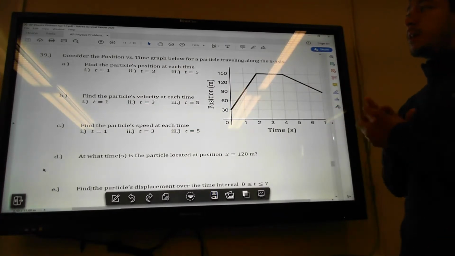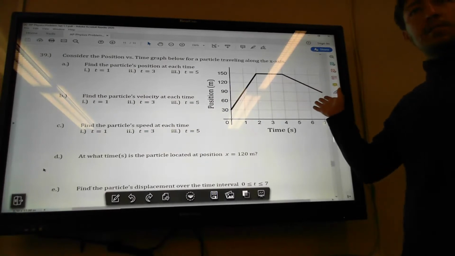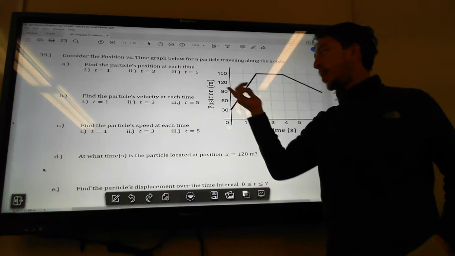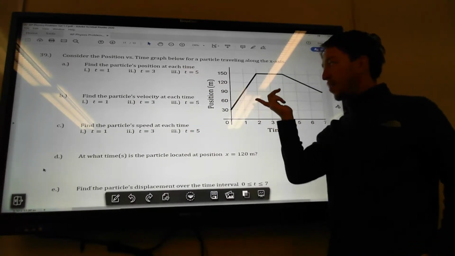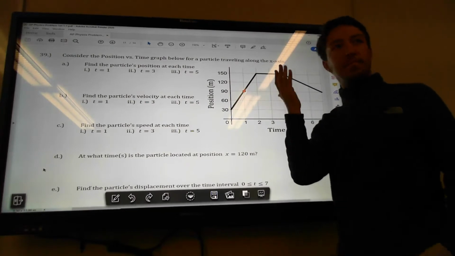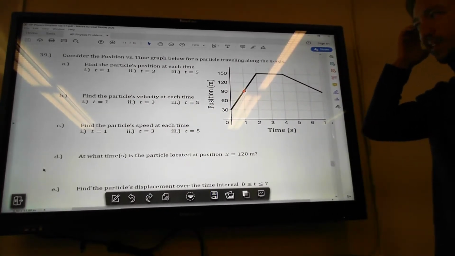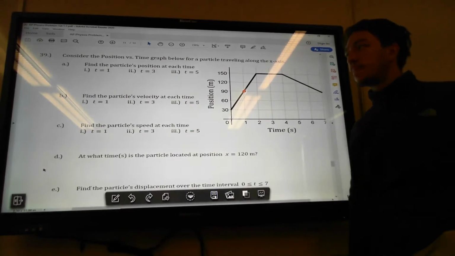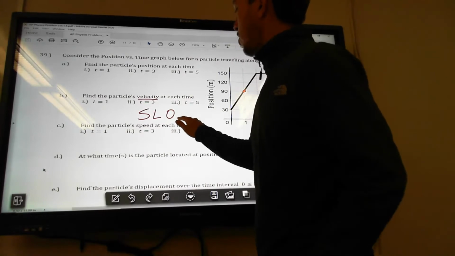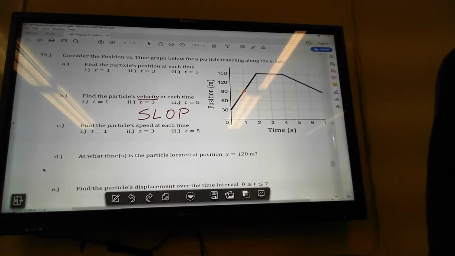So just real quick, how do you find position on a graph like this? On a position-time graph, how do you find the position at, say, time 1? You look at 1 and go up. Yeah, you just look at the graph, it's 90. Easy peasy, right? How do you find velocity at a given time? That'd be slope. It is the slope.